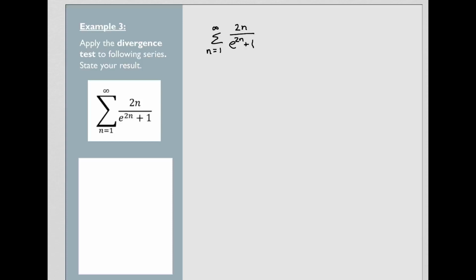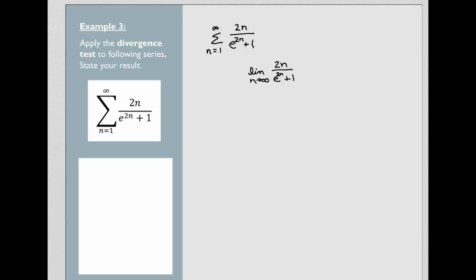All right, we're specifically asked to use the divergence test, and that tells us we want to look at the nth term of this series and see what happens. So we take the nth term, which is 2n over e to the 2n plus 1, and we're going to take a limit as n goes to infinity.